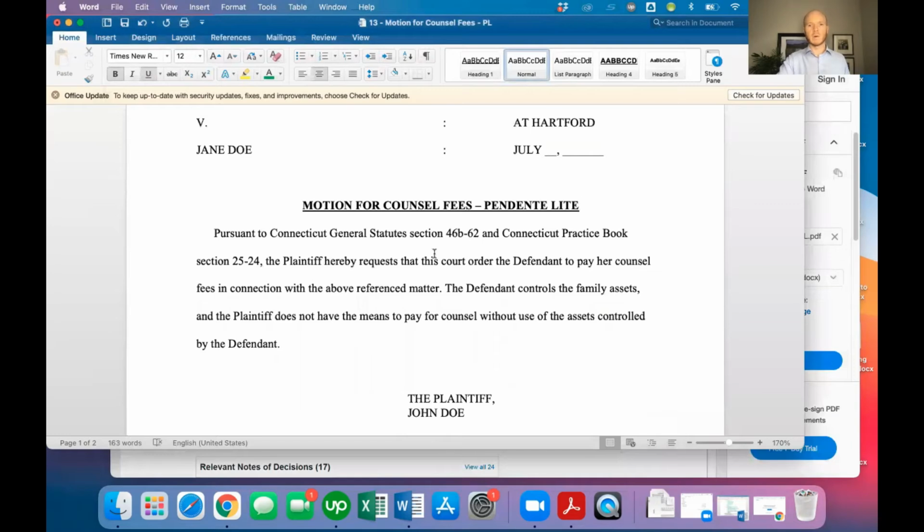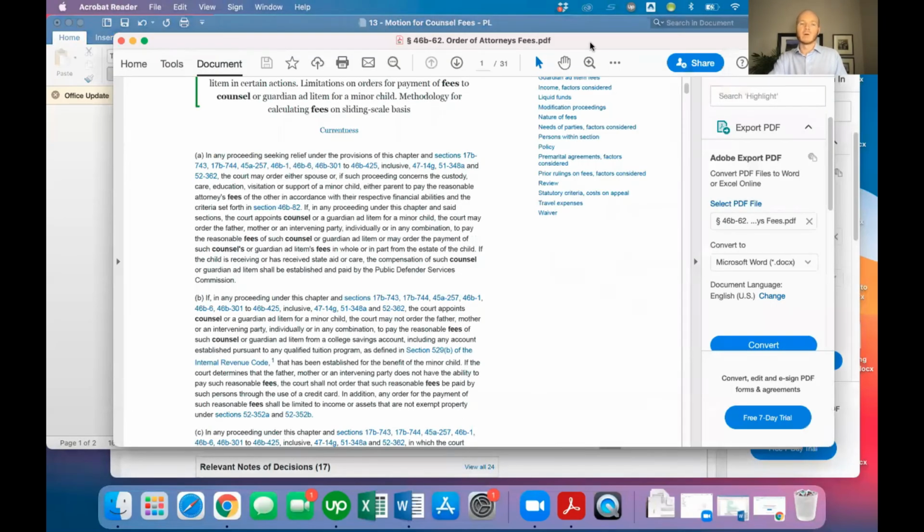The plaintiff hereby requests that this court order the defendant to pay her counsel fees in connection with the above referenced matter. The defendant controls the family assets, and the plaintiff does not have the means to pay for counsel without use of the assets controlled by the defendant. And it doesn't necessarily have to be assets. It could be the income. In certain situations, there may not be substantial assets from which to pay counsel fees, but one of the spouses may have a higher income than the other, in which case they can afford counsel fees.